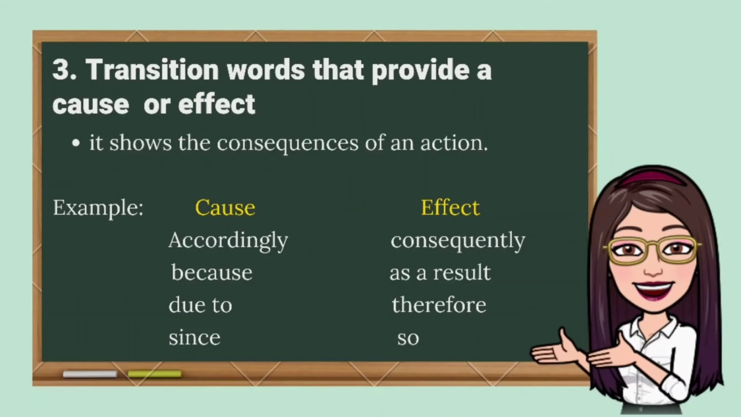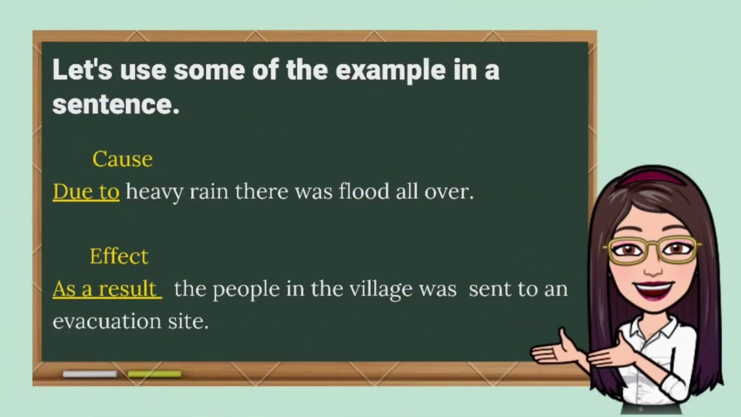3. Transition words that provide a cause or effect. It shows the consequences of an action. Example: words that show cause. Accordingly, because, due to, since. Words that show effect. Consequently, as a result, therefore, so. Let's use some of the examples in a sentence. Due to heavy rain, there was flood all over. As a result, the people in the village were sent to an evacuation site. The underlined words are transition signals that show a cause and effect relationship.